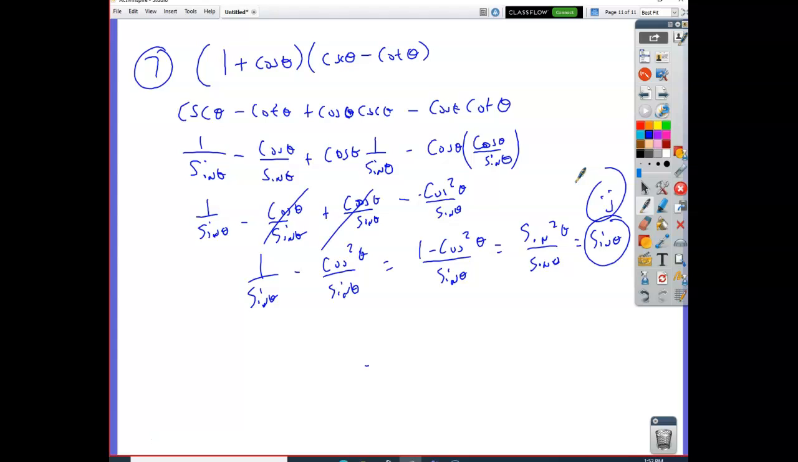Did I mess up? I got to the same place you did: 1 minus cosine squared over sine theta. And then 1 minus cosine squared is sine squared. Sine squared divided by sine is just sine. Thank you, Mr. Cassini. That was very well done.